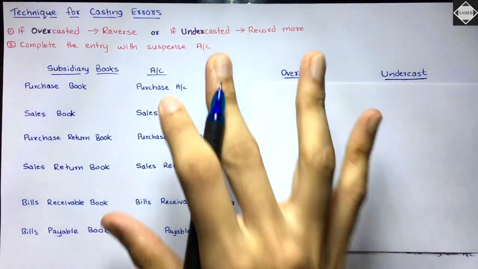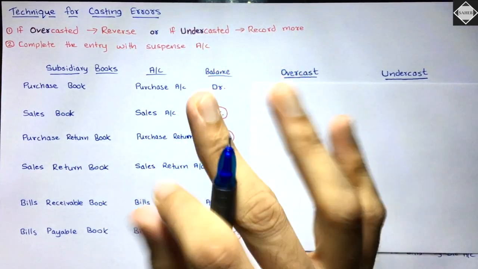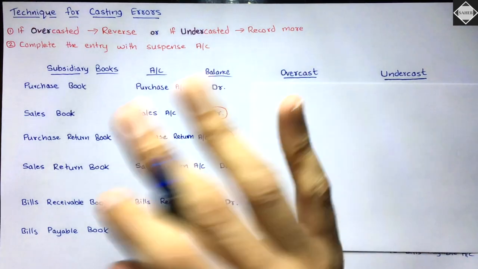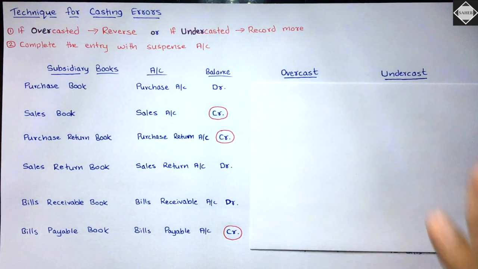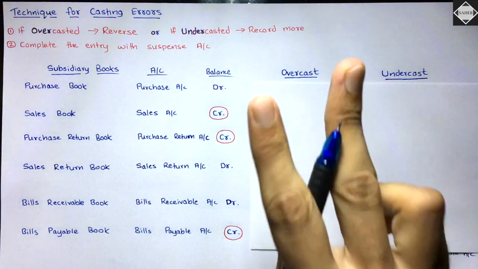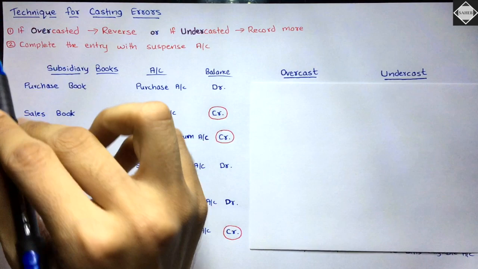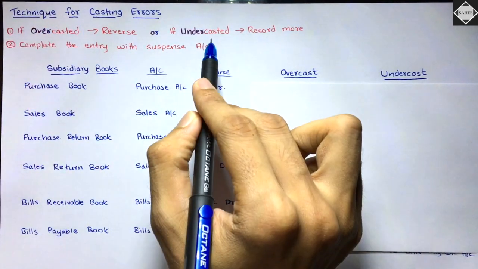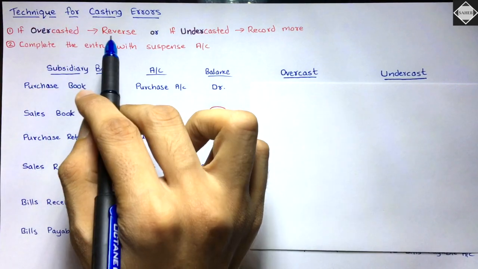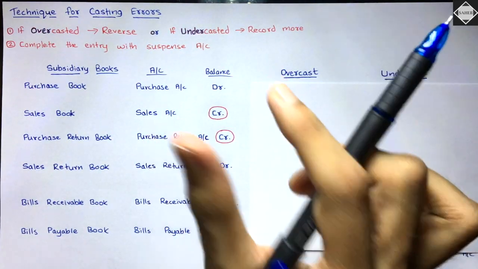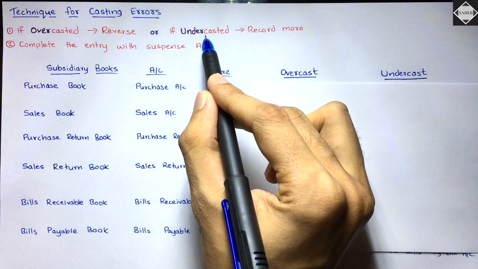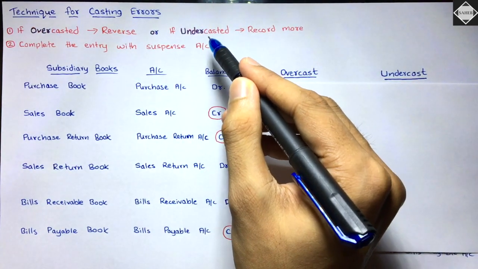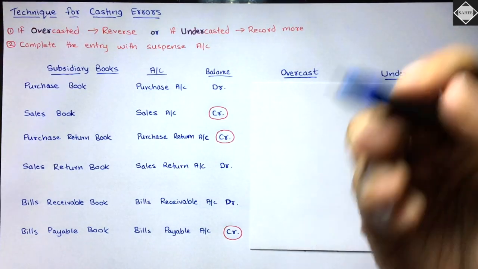Now see, the technique for casting errors is very simple. These are specific account mistakes. Okay, and here only one side will be affected and the other side will be completed with the suspense account. You have seen just now in the previous overcasting and undercasting examples of the purchase book. Fine. So there are two steps that you have to follow. The first step is that you have to see whether the account is overcasted or undercasted. If it is overcasted, then you have to reverse by the amount it has been overcasted. If it has been undercasted, less than what it actually is, then you will increase that account. You will record more in that account.